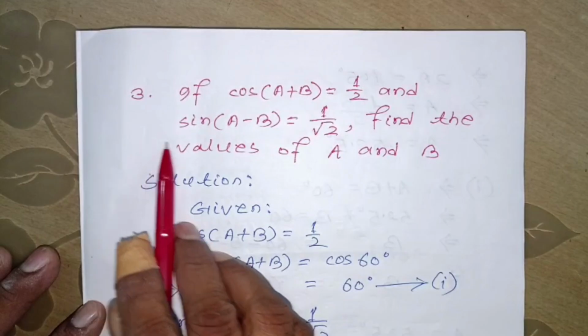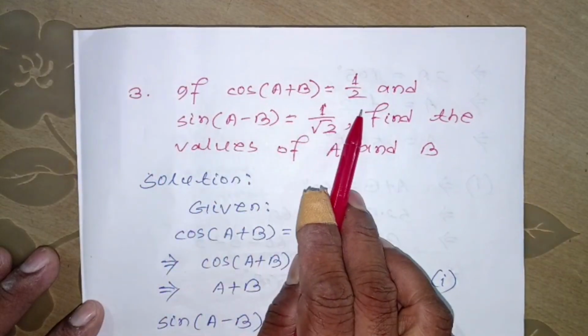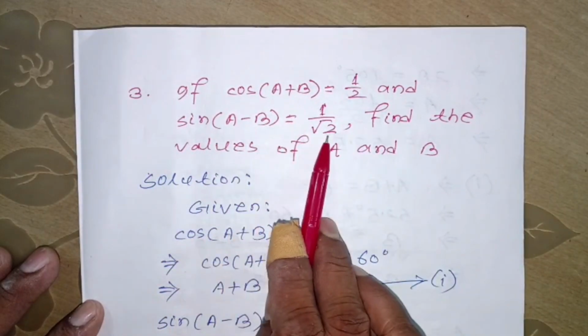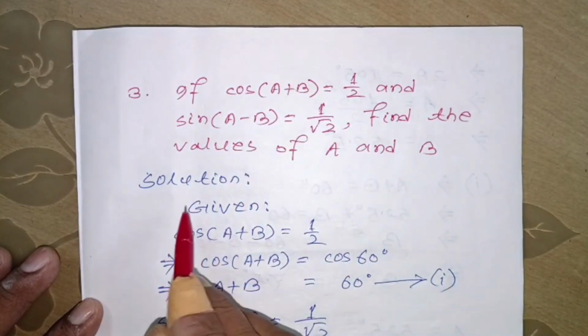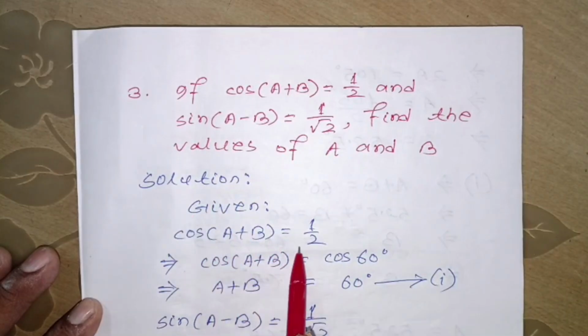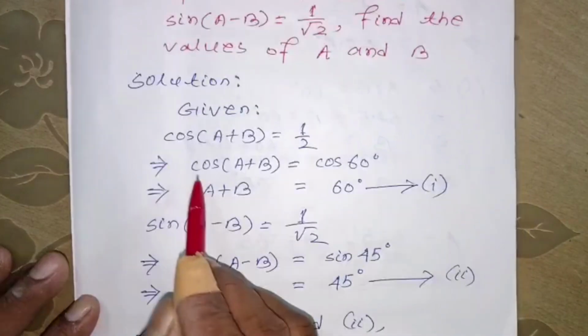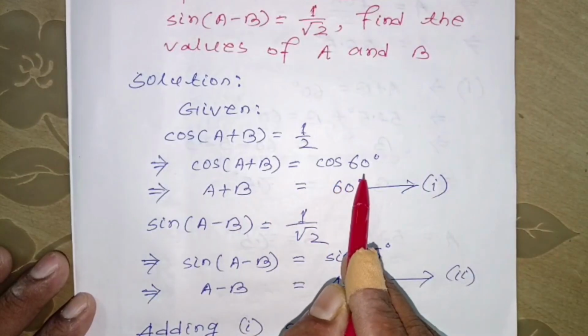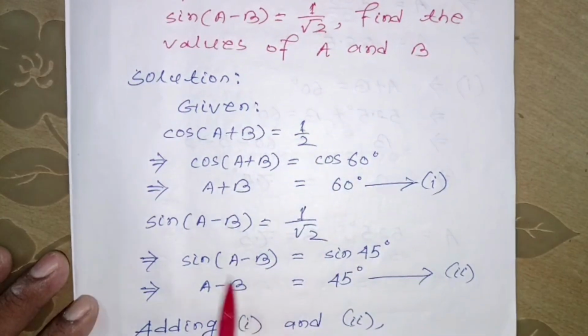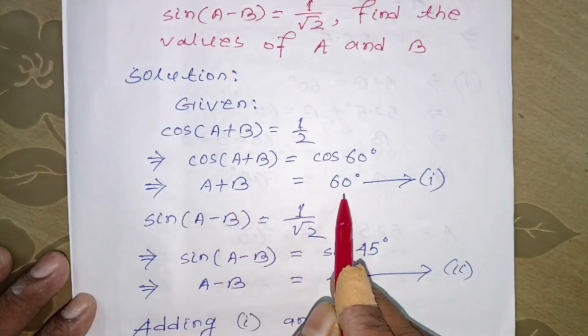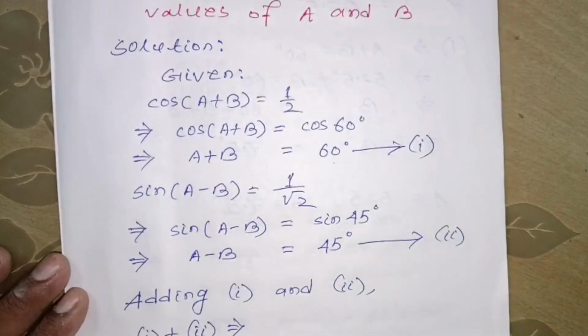Question number 3. If cos(a + b) = 1/2 and sin(a - b) = 1/root 2, find the values of a and b. So the solution is: given cos(a + b) = 1/2, it implies cos(a + b) = cos 60 degree, because the value of cos 60 degree equals half. That means a + b = 60 degree. This is equation number 1.